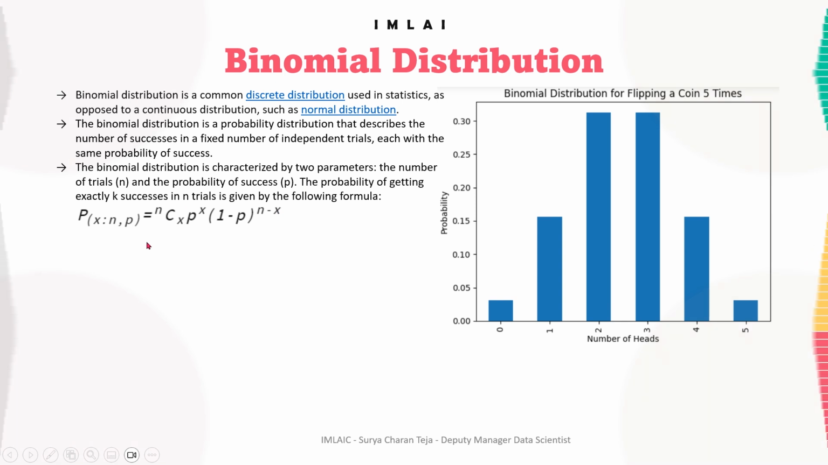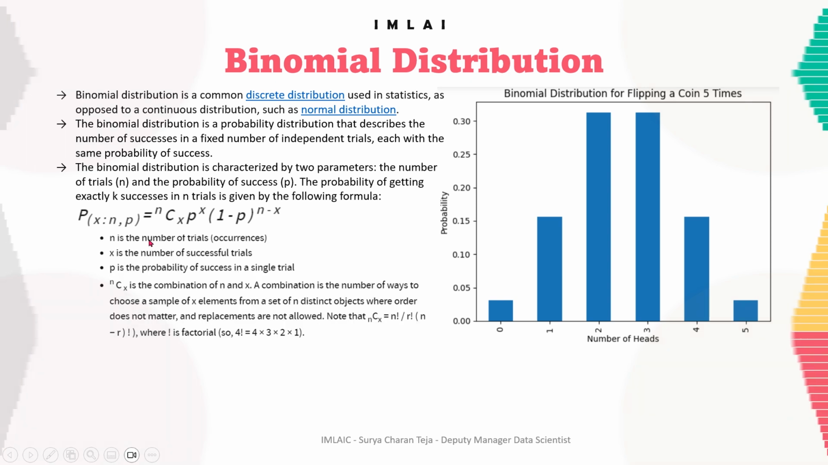Okay, so now let's see what the respective terms designate. n is the number of trials, or you can say the number of occurrences, and x is the number of successful trials. p is the probability of success in a single trial, and q we did not use here.